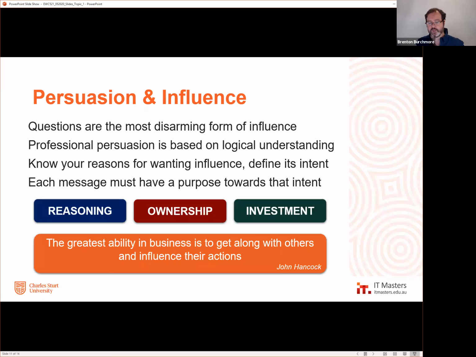John Hancock was one of the signatories on the US Declaration of Independence. In fact, I think it was the first signature. An 18th century successful businessman, once quoted as saying, greatest ability in business is to get along with others, influence their actions.